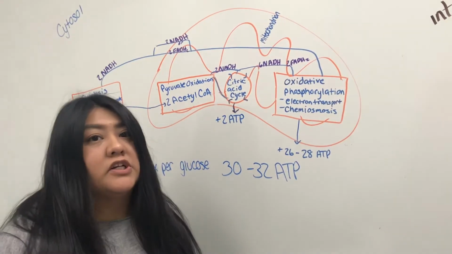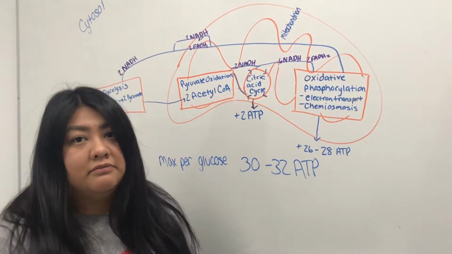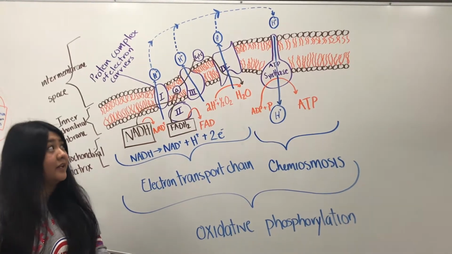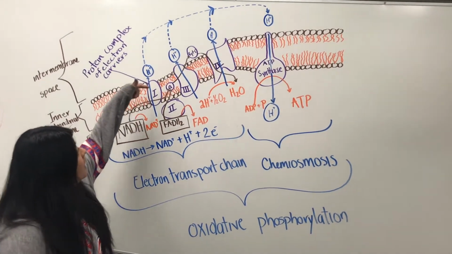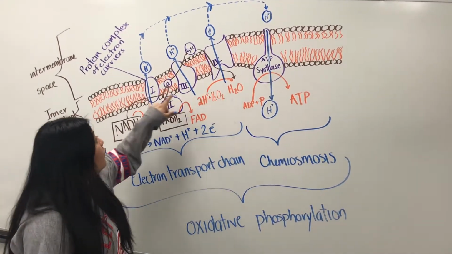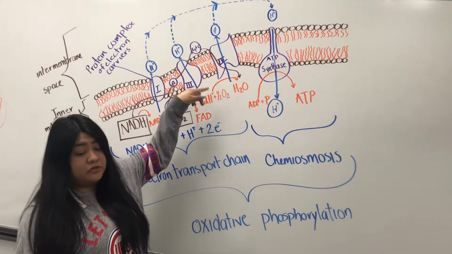NADH causes more production of ATP because it enters the electron transport chain first. There are 3 complexes in the electron transport chain that pump protons: 1, 3, and 4. Complexes 1 and 3 pump 4 protons, and complex 4 pumps 2 protons.